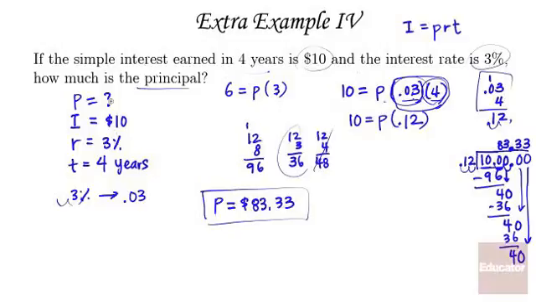That's how much was deposited to make $10 with a 3% interest over 4 years. Okay, that's how much was put into the bank.